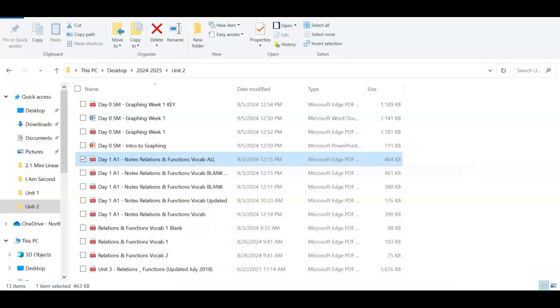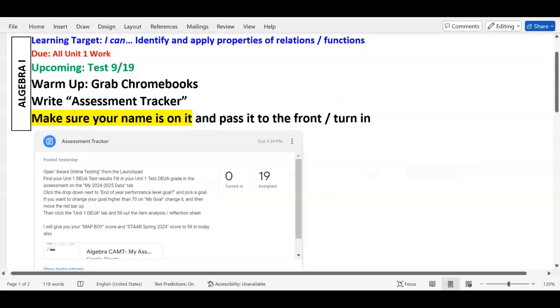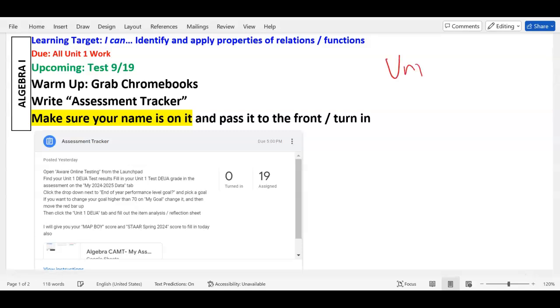All right, so we're going to be talking about Unit 2 now, right? Unit 2.